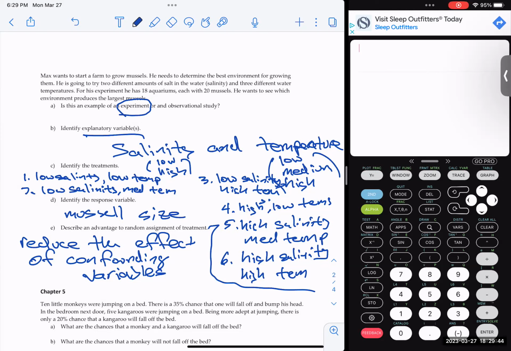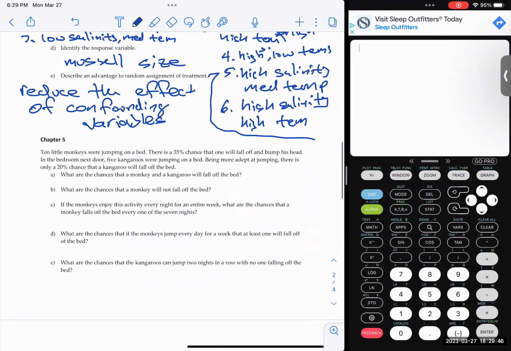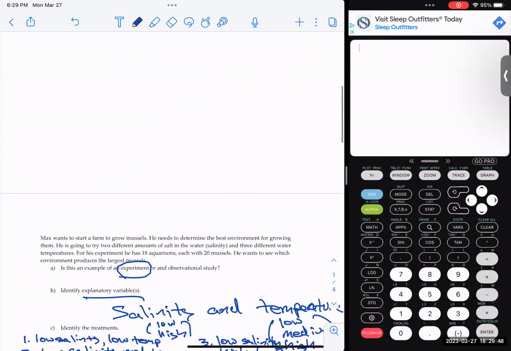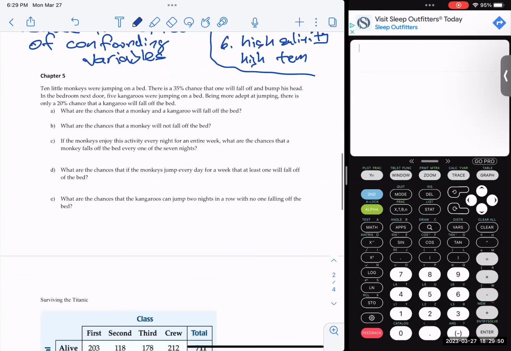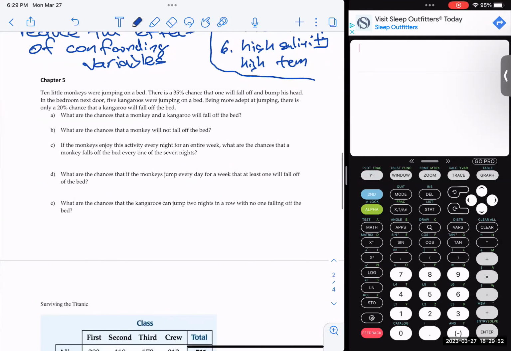Okay, we're going to monkeys. Did I skip anything? Nope, okay. So 10 little monkeys were jumping on a bed. There is a 35% chance that one will fall off and bump his head. In the bedroom next door, 5 kangaroos were jumping on a bed. Being more adept at jumping, there is only a 20% chance that a kangaroo will fall off the bed. What are the chances that a monkey and a kangaroo will fall off the bed?